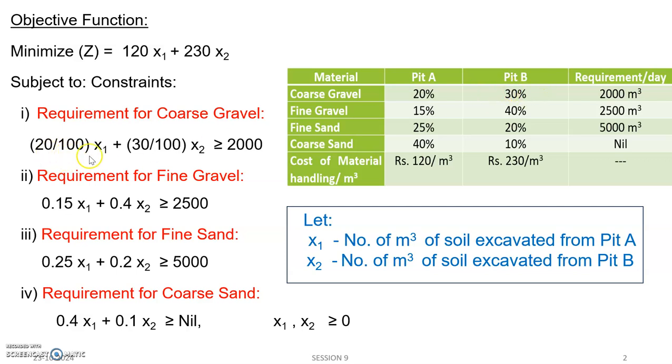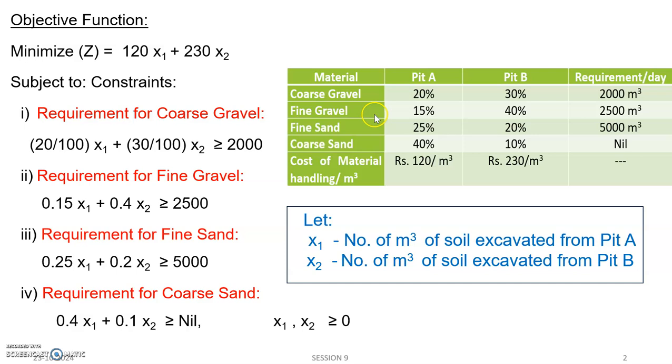So 20 by 100 into x1 plus 30 by 100 into x2 should satisfy the minimum requirement of 2000 cubic meter. Therefore, whatever is extracted should satisfy the requirement, meaning it may not be exactly equal. So the appropriate inequality here will be greater than equal to only. So 20 by 100 x1 plus 30 by 100 x2 greater than equal to 2000 cubic meter.